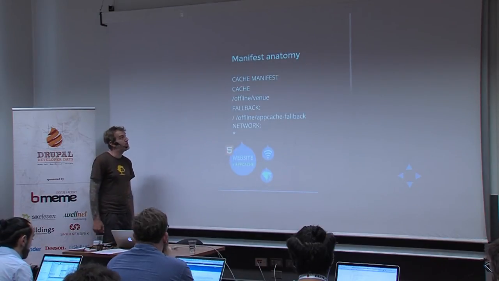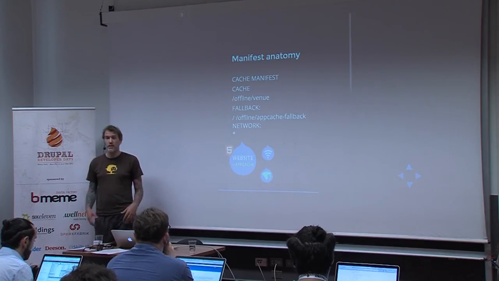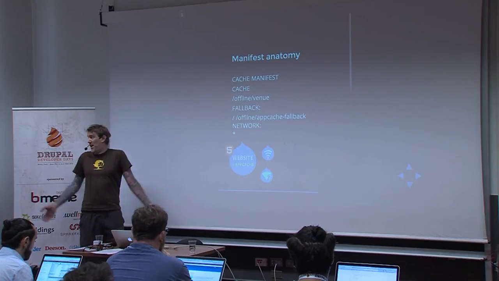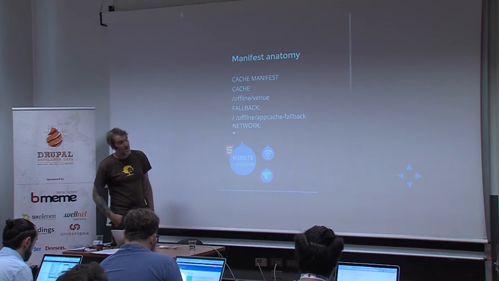So what does it look like? The manifest anatomy is really simple. The first line is CACHE MANIFEST. It's mandatory. I actually don't know why it's mandatory, but just put it there, and then it will work.